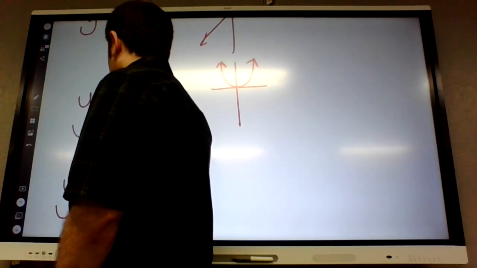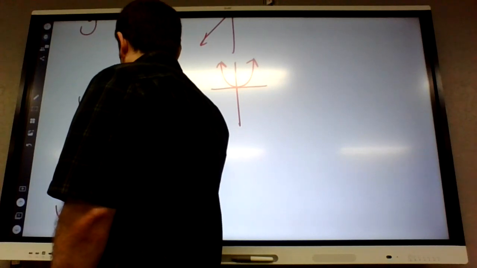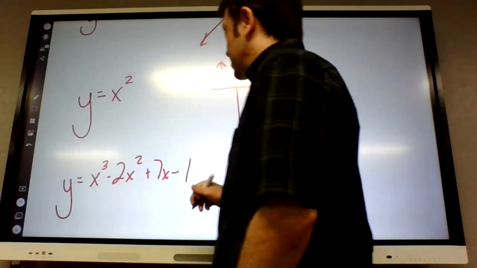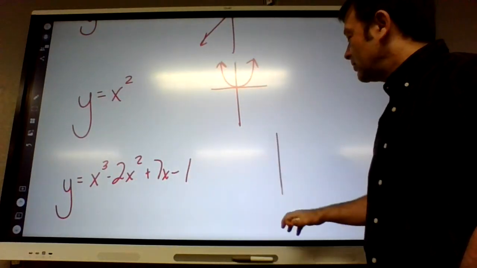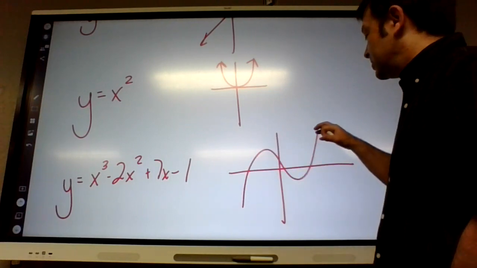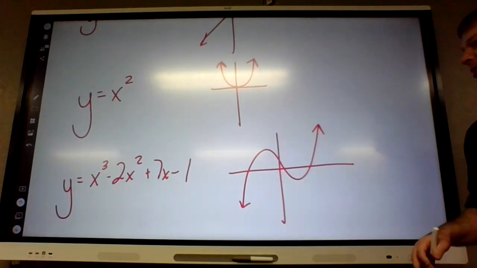What's y equals, I gotta change it a little bit, x cubed minus 2x squared. What's the next one? What shape would that look like? Is that the squiggly thing? Okay, it's gonna look something like this. Well, we did that last year, didn't we? Yeah.